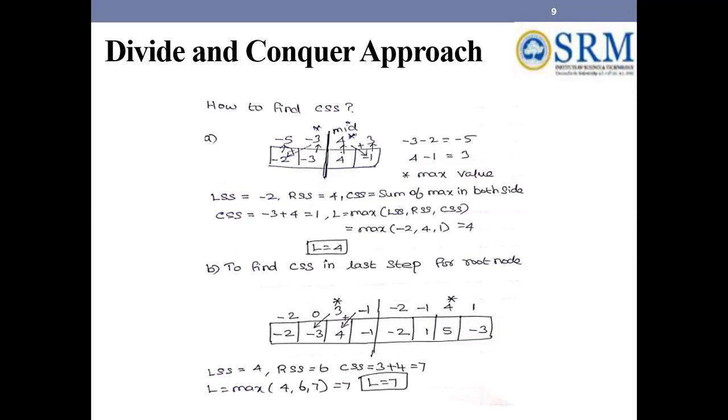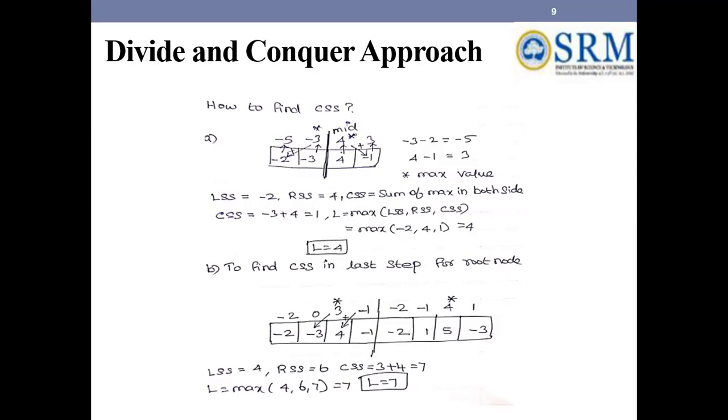And for the right side, take after mid, right, see -2. Write the same value above. This -2 is added with the next element, 1. So -2 plus 1 is -1. Again -1 plus 5 is 4. 4 minus 3 is 1. So on the right side, 4 is the largest element.